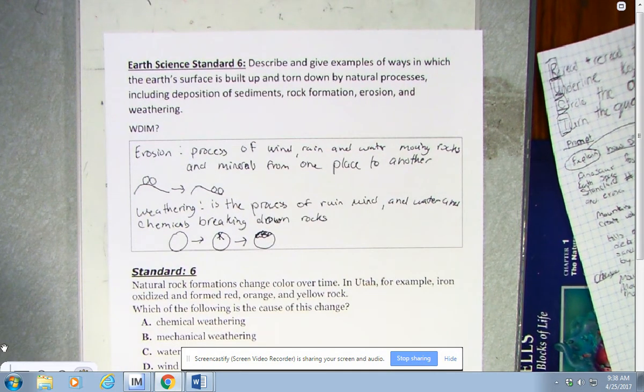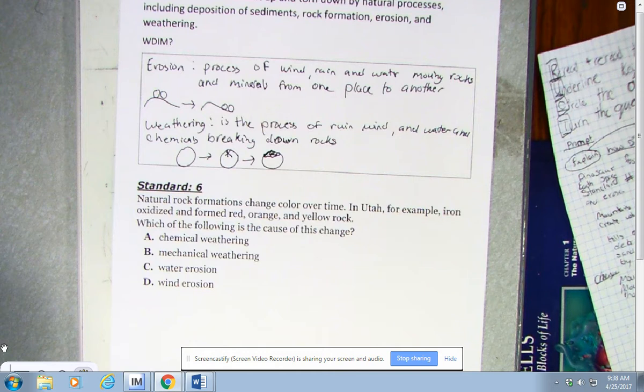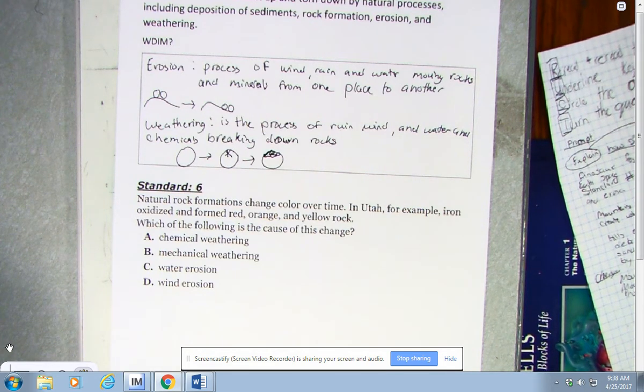And then, yeah, so then I have the question. Natural rock formations change color over time. In Utah, for example, iron oxidized and formed red, orange, and yellow rock. Which of the following is the cause of this change? A, chemical weathering, B, mechanical weathering, C, water erosion, and D, wind erosion.